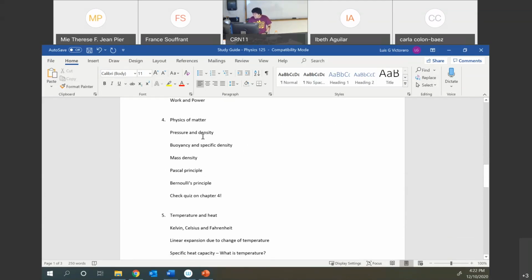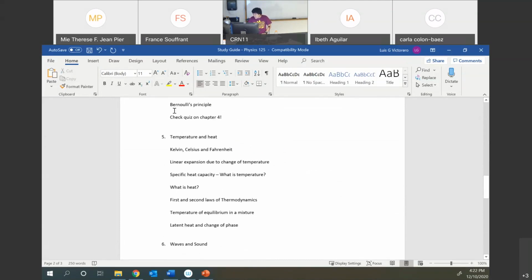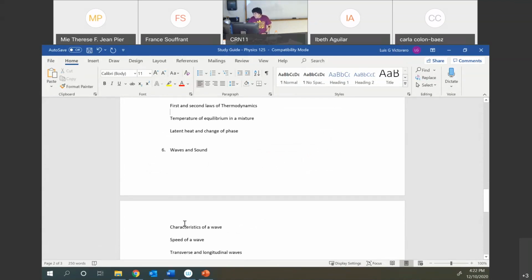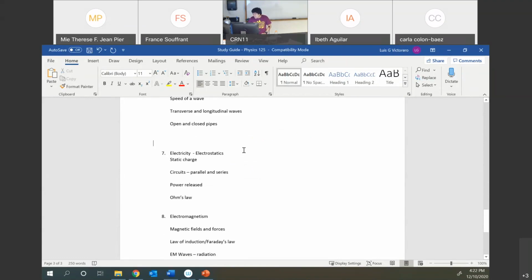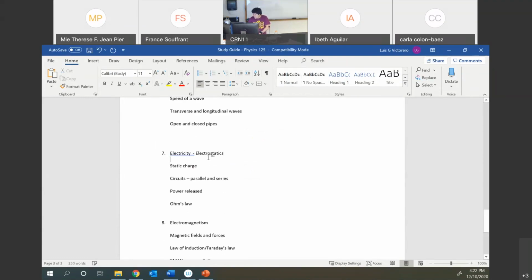Chapter 4: pressure, density, buoyancy, Pascal's principle, mass density, Bernoulli's principle, temperature and heat, the units for temperature, linear expansion, specific heat, what is temperature, the laws of thermodynamics, latent heat. For waves and sound, I will probably focus more on open and closed pipes and the characteristics of a wave. And you guys just had an exam on this chapter.